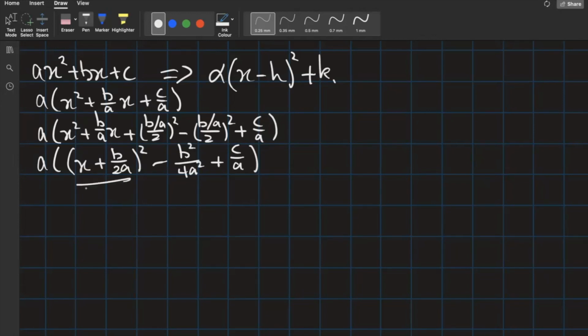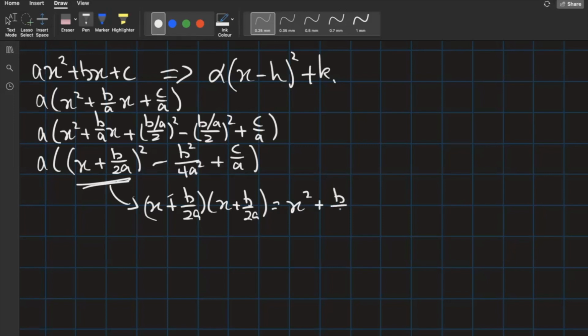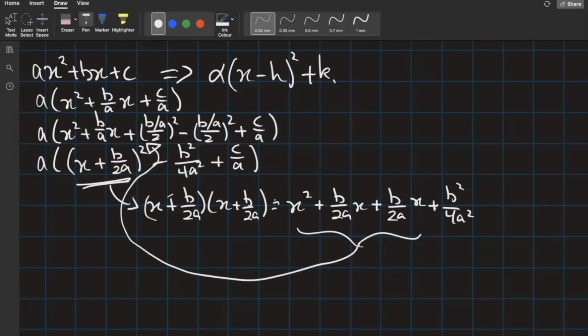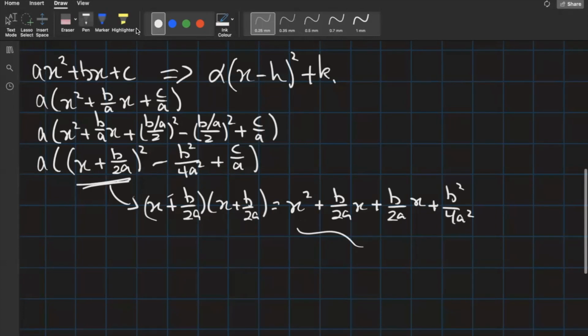Now let's just do a sanity check with this over here to make sure that we've correctly factorized that. So that is x plus b on 2a multiplied by x plus b on 2a, which is just x squared plus b on 2a x plus b on 2a x plus b squared on 4a squared. And if we were to collect the like terms, what we'll end up with is just these three terms here. So things have gone as expected.